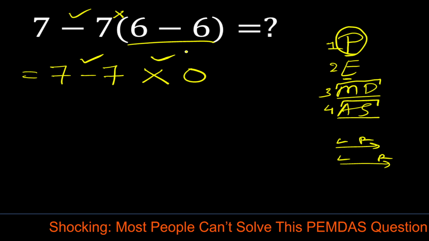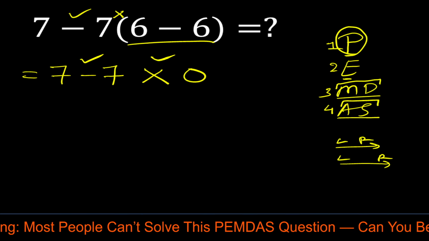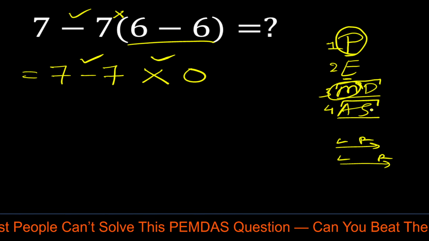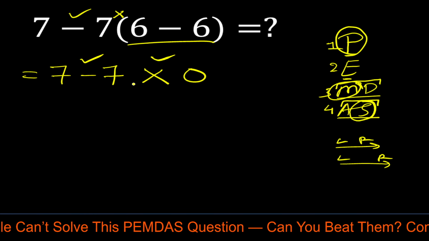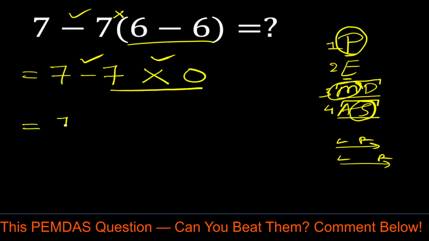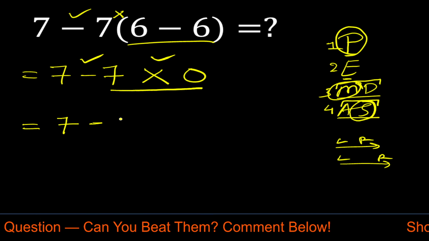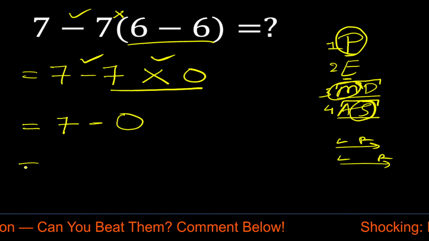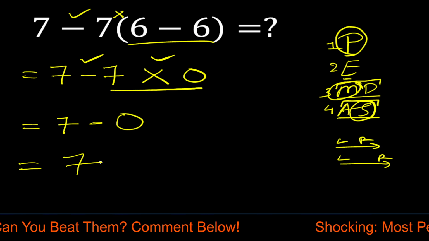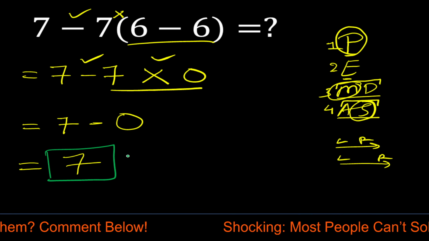Now here we have subtraction and here multiplication. So according to the PEMDAS rule, first we have to solve multiplication. Then we have to solve subtraction, right? So first we have to solve this multiplication. So 7 minus, now solve this multiplication. 7 times 0 is equal to 0. So now 7 minus 0 is equal to 7, right? So the correct answer is 7.